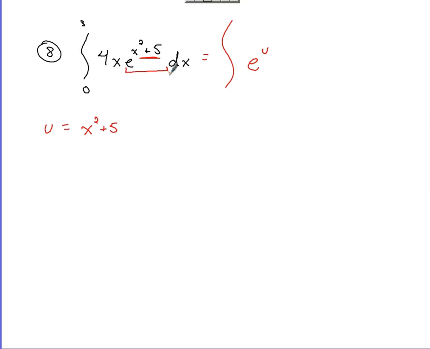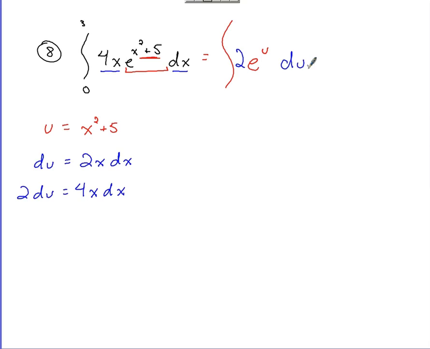I still need to account for 4x and the dx. So I take the derivative here. Got du equals 2x dx. I would rather have a 4x dx, so I'm going to multiply both sides by 2. There's my 4x dx that I'm looking for, so over here I can insert in a 2 du.